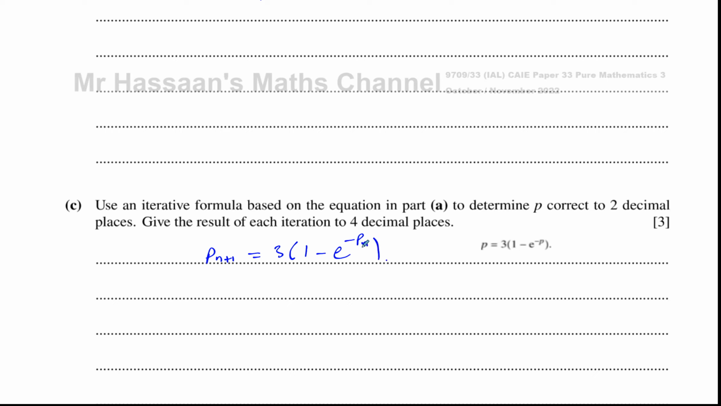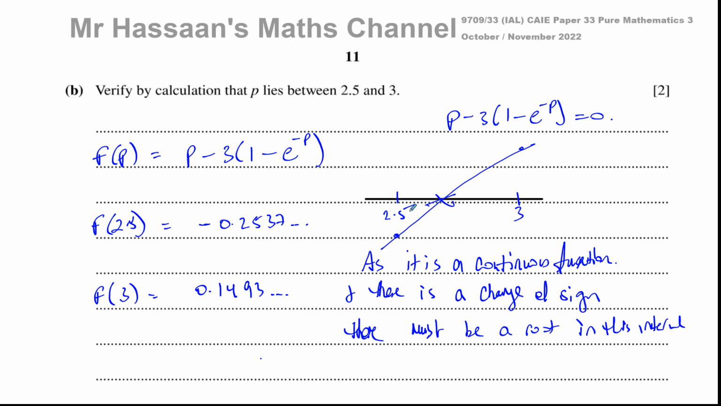So you put the first value of p you choose in your iterative formula in this place here, and then that gives out another value of p. When you calculate that, it'll give you the next value of p that you put in the same place. For example, here we'll probably start with 2.5 because p lies somewhere between 2.5 and 3.